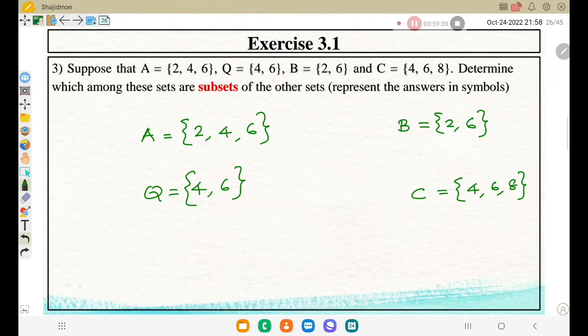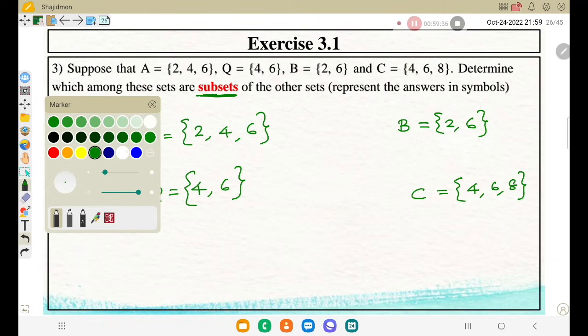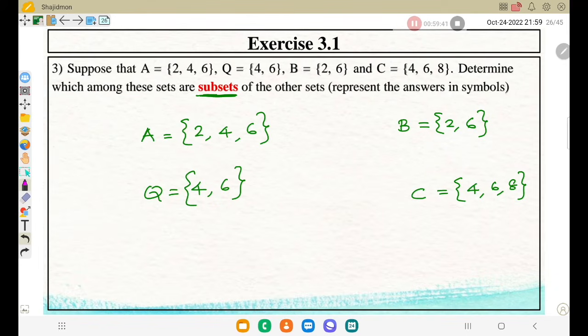Now what is the question? Determine which among these are subsets. Which set is a subset of another set? Represent the answer in symbols. Symbol means, which is the subset symbol, you know. The ⊂ symbol, correct? Using the symbol, represent what are the subsets.